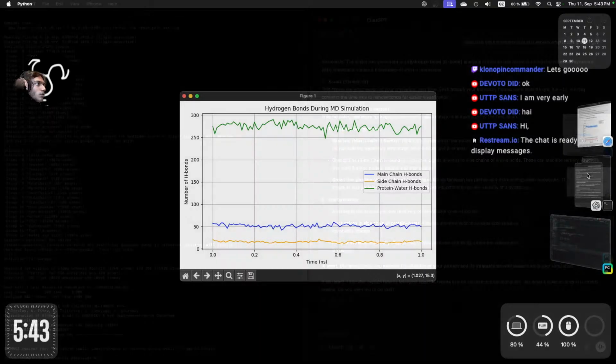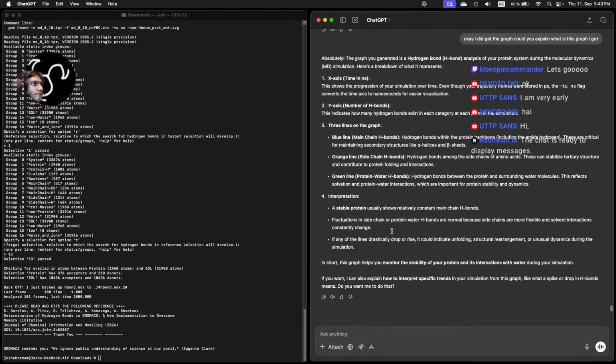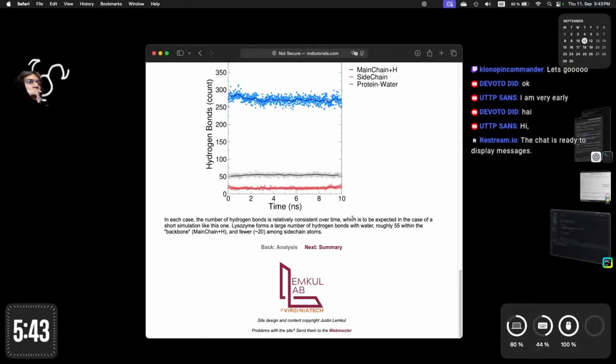Green line. So that is the highest number of hydrogen bonds. So how do you proceed after this? In each case, the number of hydrogen bonds is relatively consistent over time, which is to be expected in the case of a short simulation like this. Lysozyme forms a large number of hydrogen bonds with water, roughly 55 within the backbone, and fewer among side chains. Did we just complete the whole lysozyme in water simulation?